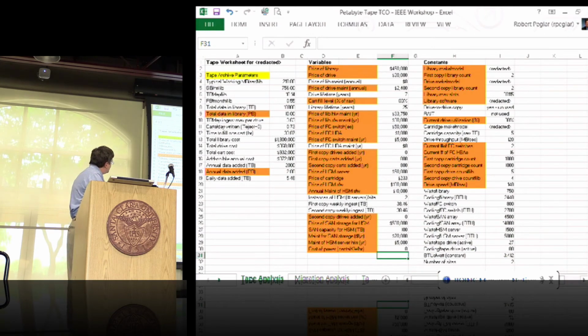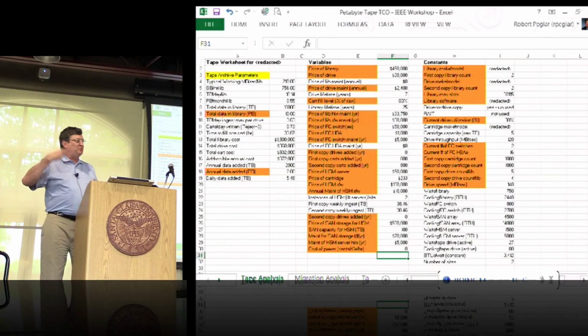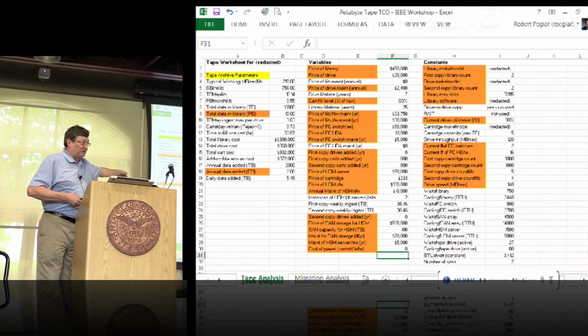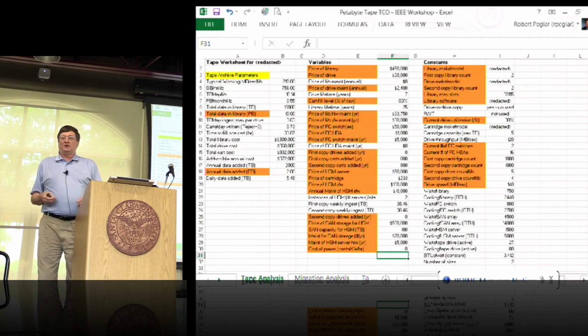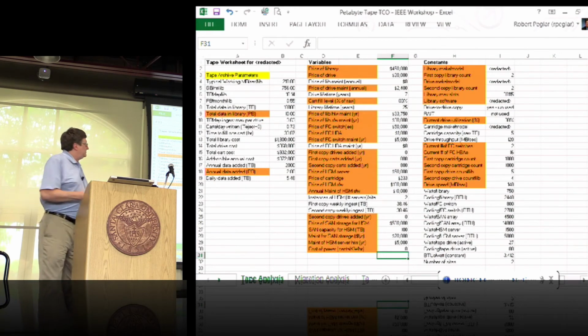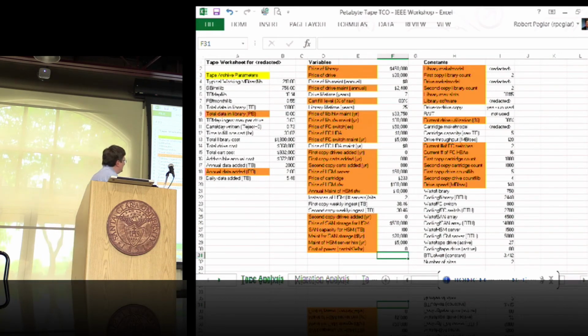Now, they're not that large. They have 10 petabytes today. They ingest about 2 petabytes annually. Those are their numbers. This is their model. They have more than one library, so they have 2 sites with 2 libraries, all that.